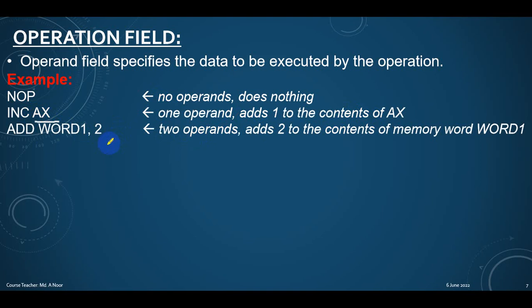Add word1, 2. What it does is add the value 2 to word1, and the result of the addition gets stored in word1. The first one is the destination, the second one is the source. In this case, we have two operands: it adds 2 to the contents of the memory word1, and the result gets stored in the destination over here. So this is the destination, this is the source.